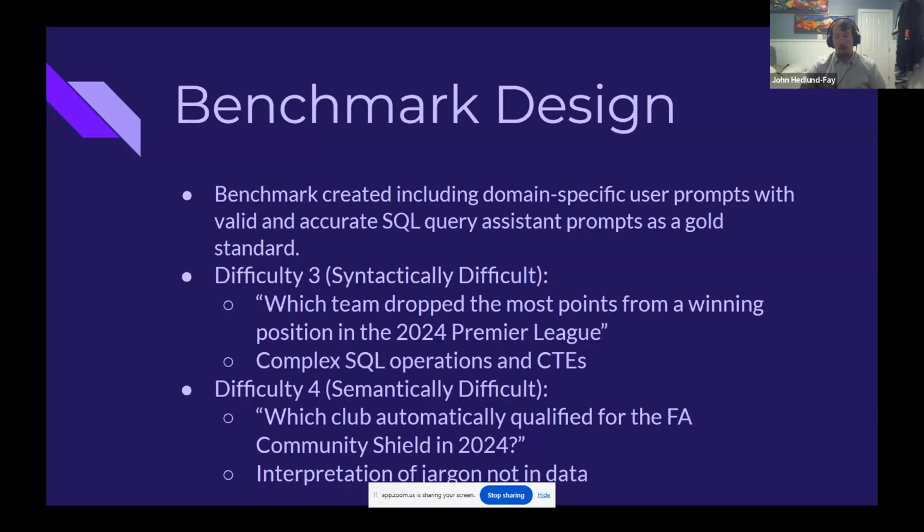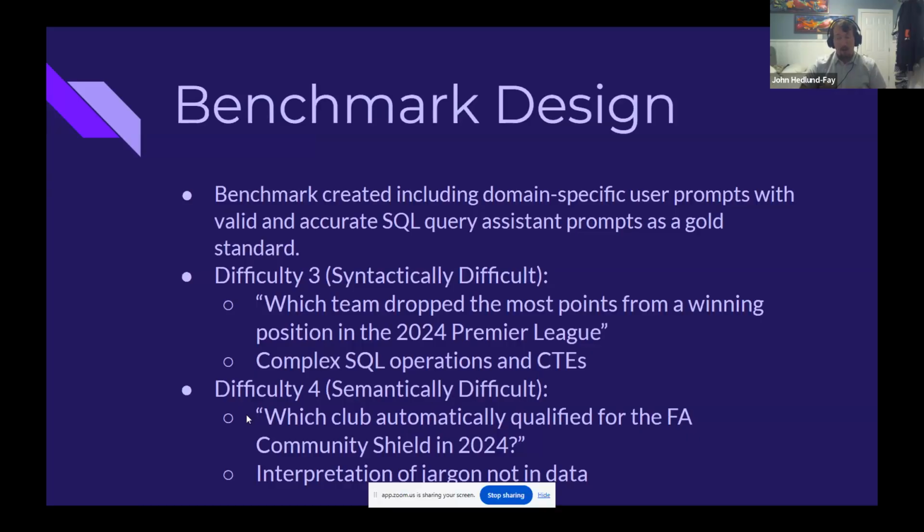The fourth set, however, differed from the other three. Difficulty 4 questions were less complex syntactically on average than difficulty 3, but consisted of prompts which all specifically required domain-specific knowledge. Consider this question here: which club automatically qualified for the FA Community Shield in 2024?